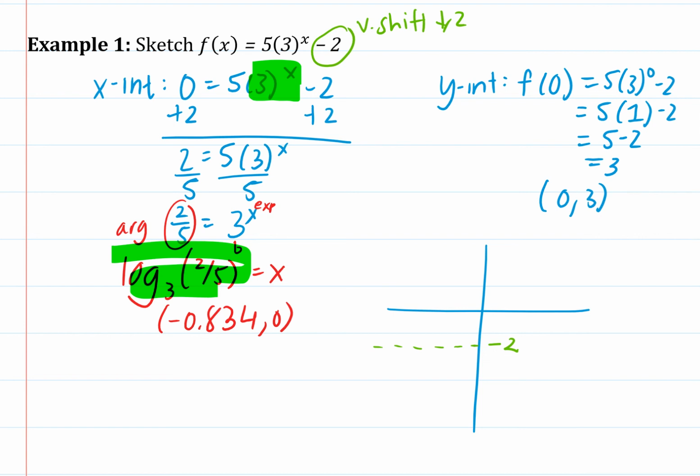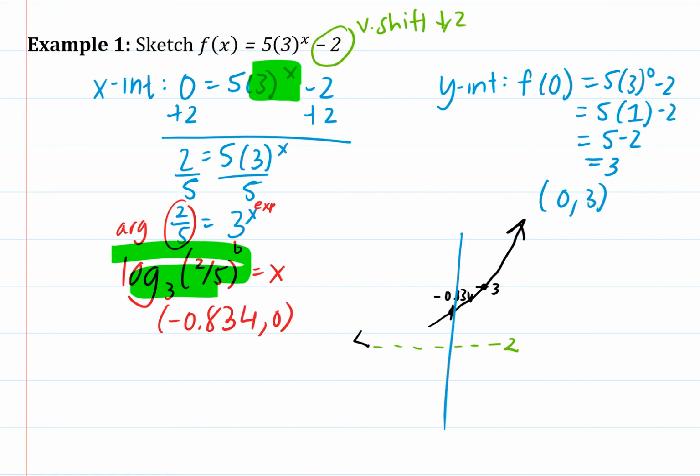Let's go ahead and plot our points. We have the y-intercept 0, 3, and the x-intercept negative 0.834. Let's make it clear that we understand the shape of an exponential function looks like this. That shape allows us to see clearly we're using all real x values. The domain would be negative infinity to infinity, and that we're using the y values above the horizontal asymptote. So the range would be from negative 2 to infinity.